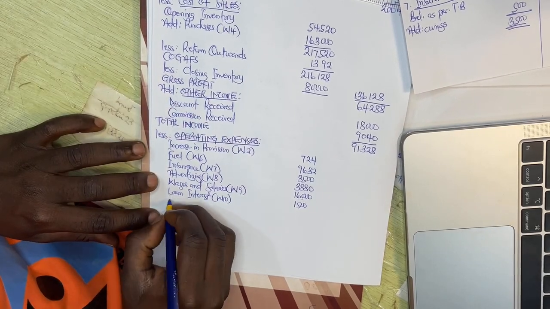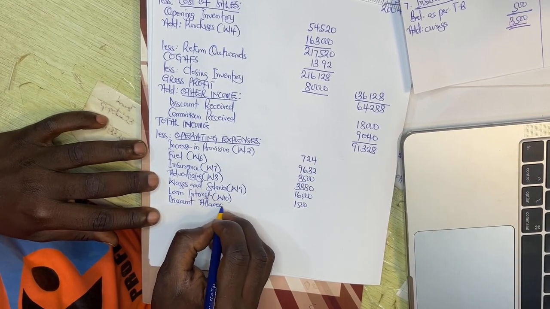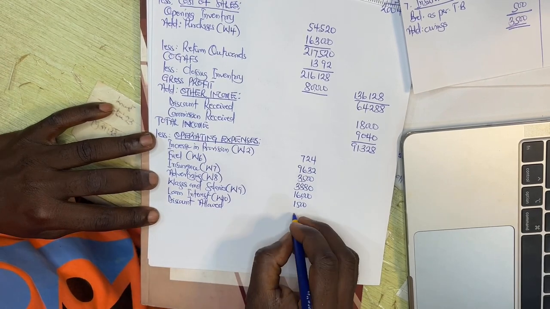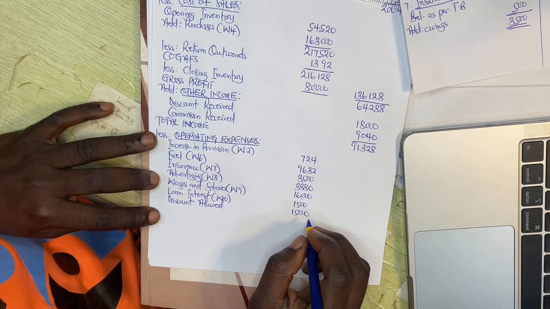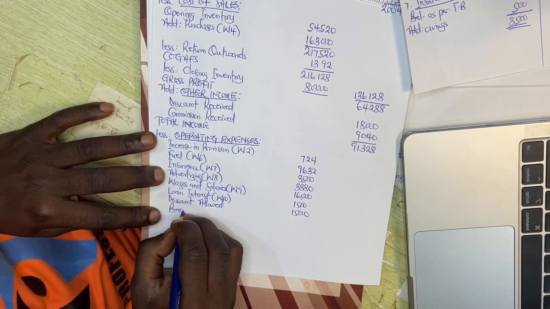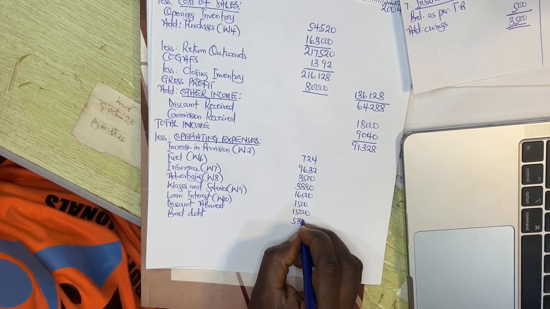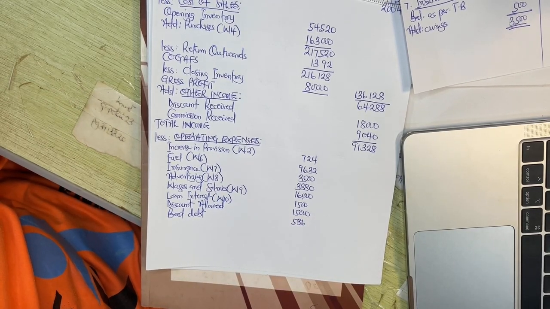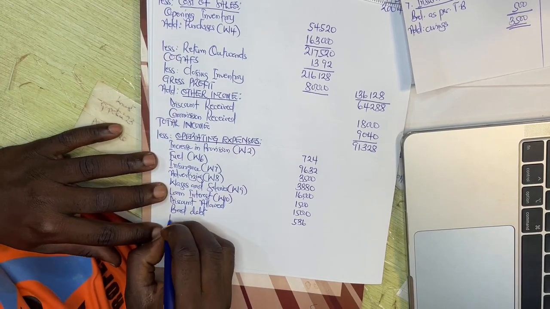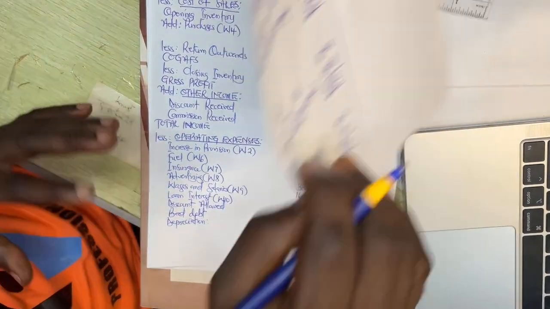We have discount allowed. Discount allowed is an expense. So it's 15,000. We have bad debt written off, 536. Let's see if there's any other expense that we haven't recorded. We've recorded all, then we come to depreciation. That's the last item. We bring the current year depreciation in this.